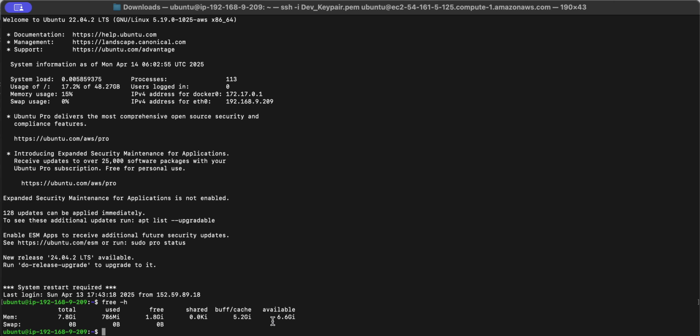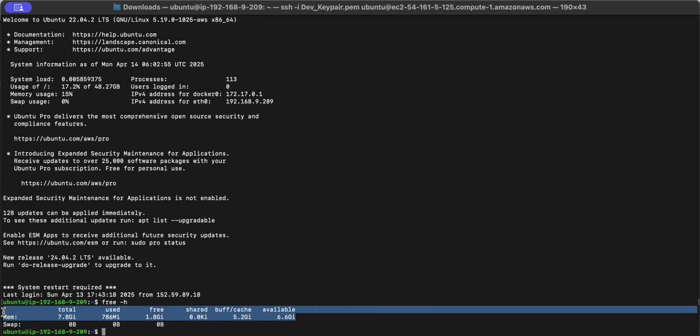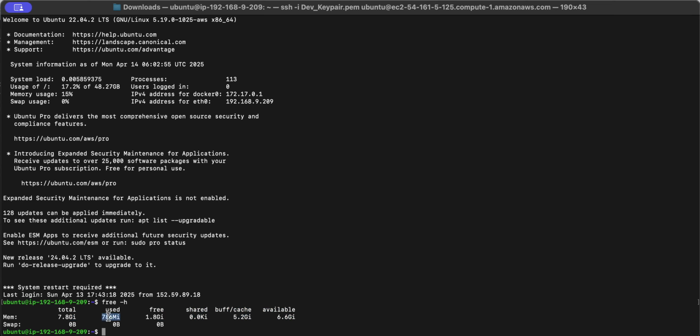Now this is just how much is in use and how much is free, but you would want to know which service is using this 786 MB of memory. So for that, you can run the top command.